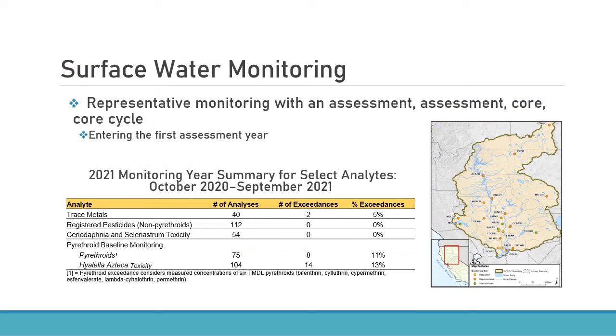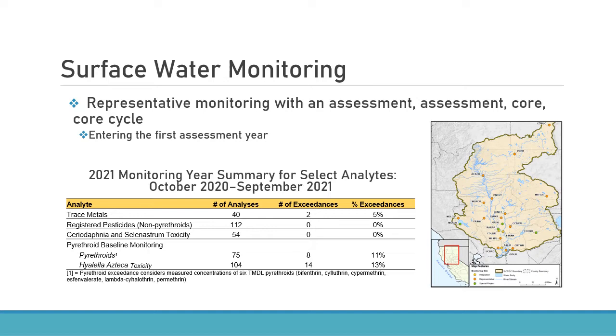Moving on, one of the biggest advantages to being a member of the coalition is that the coalition coordinates surface water monitoring. We employ a representative monitoring approach, and the cycle is 2 core years followed by 2 assessment years. During assessment years, a broader suite of analytes are sampled for. The 2021 monitoring year began on October 1st, 2020, and ended on September 30th, 2021.